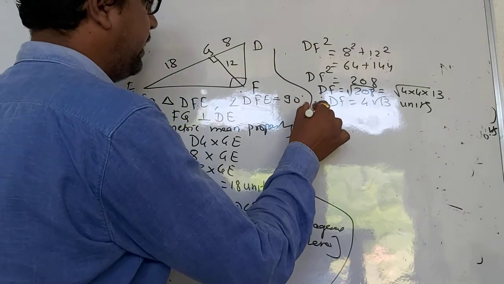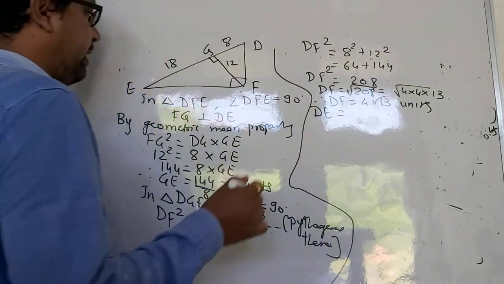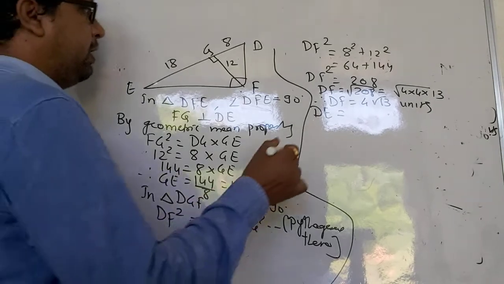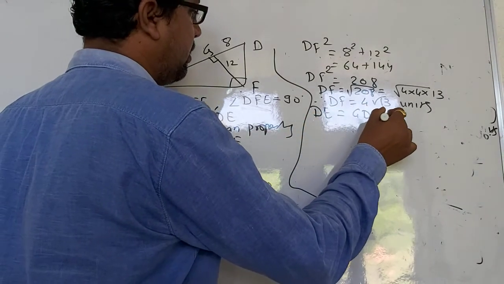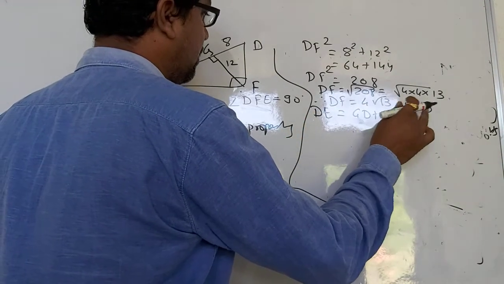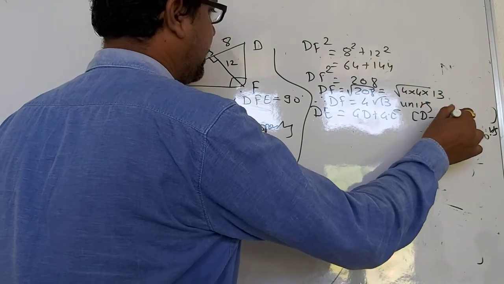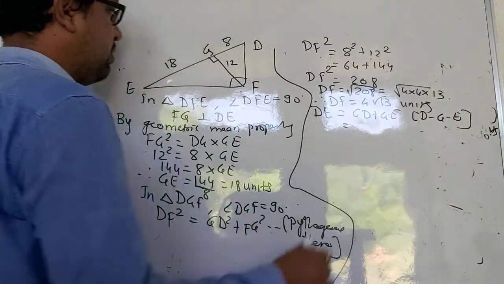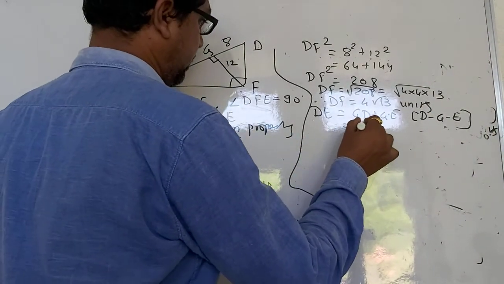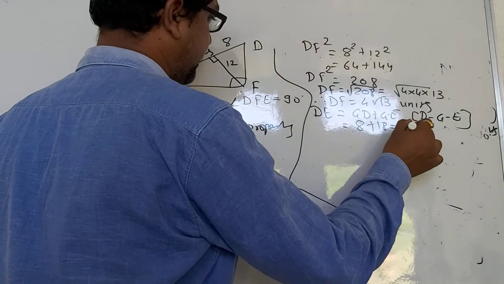Next, first of all we will find DE. We have to find here EF. For that purpose DE we will find, that is GD plus GE. Reason you can give D-G-E. Put the values here. 8 plus 18 you will get 26.